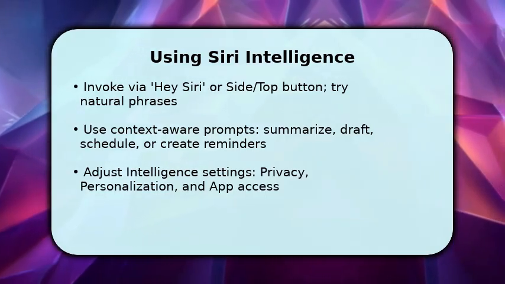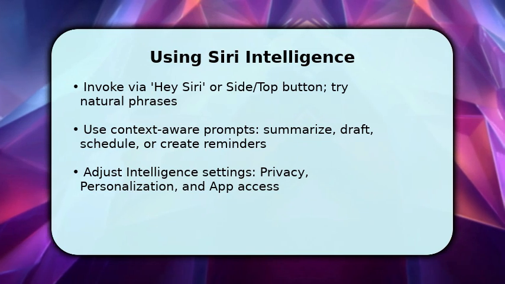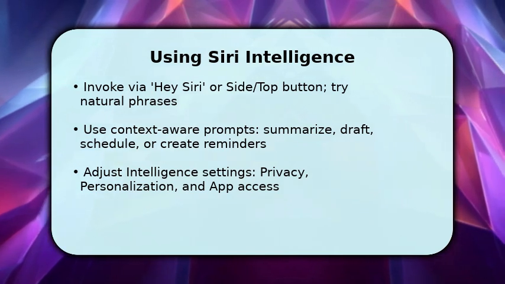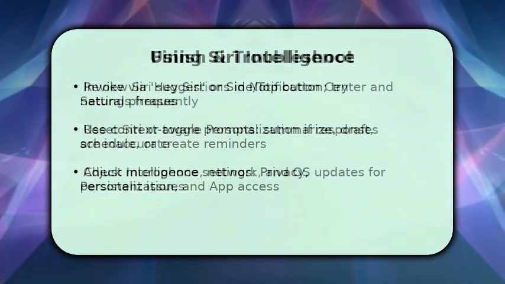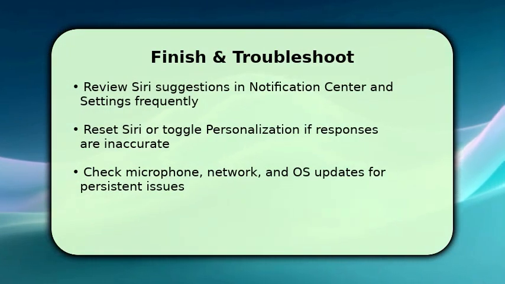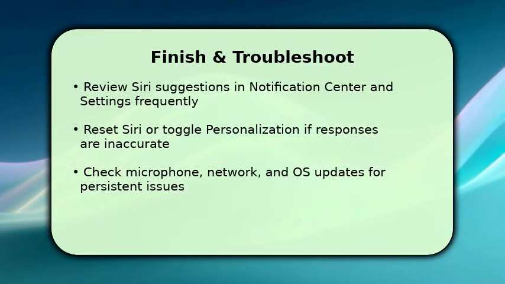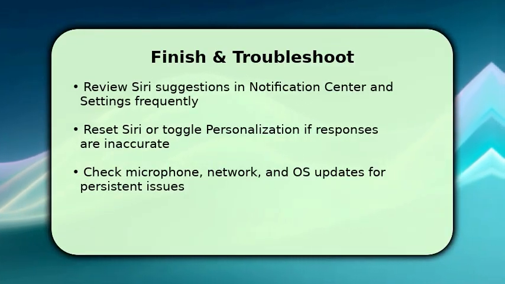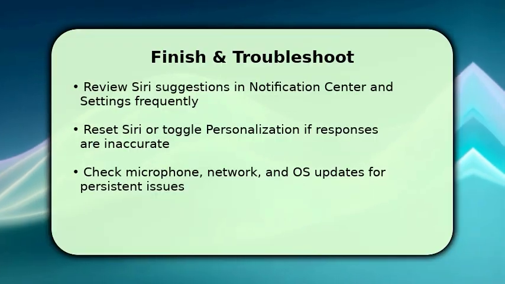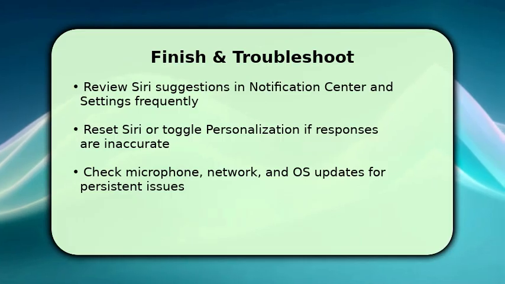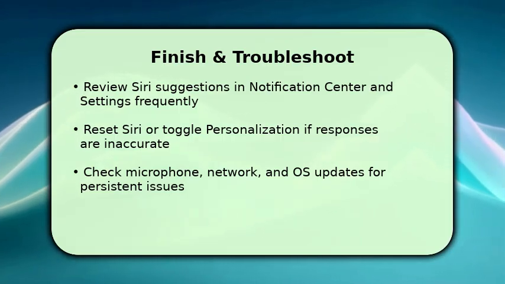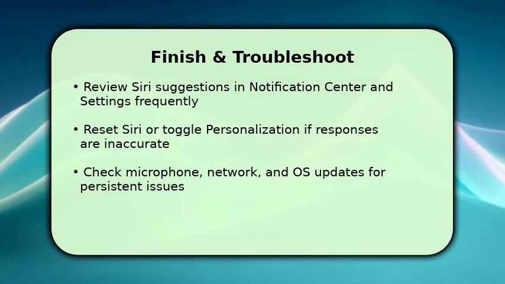Make sure to practice chained requests. Ask, then refine, because Siri keeps context for short sessions to complete multi-step tasks. To finalize, review and accept Siri suggestions so the system learns your habits. This improves future intelligence. Once done, train corrections by saying, "That's not what I meant," or edit results and retry so Siri adapts. If things go wrong, toggle personalization or reset Siri settings.